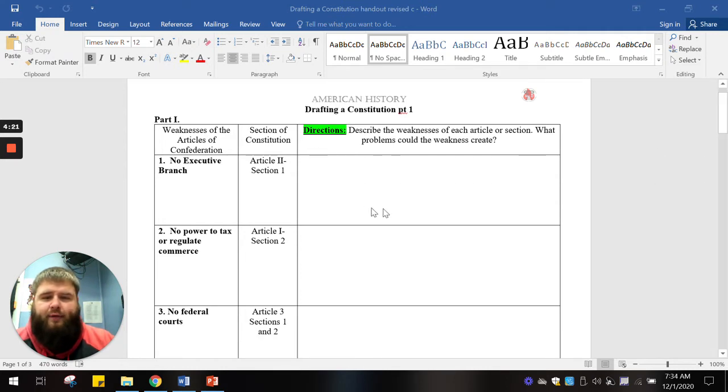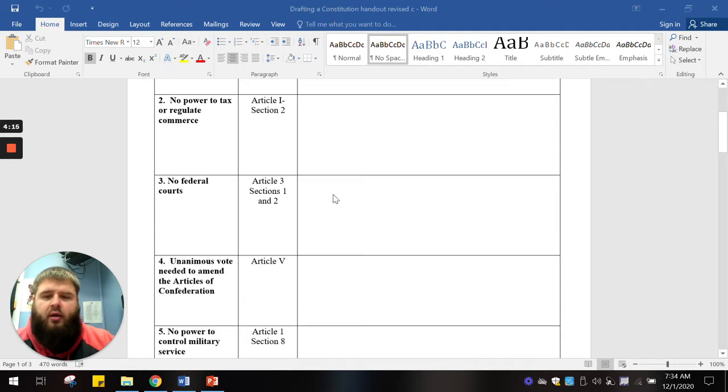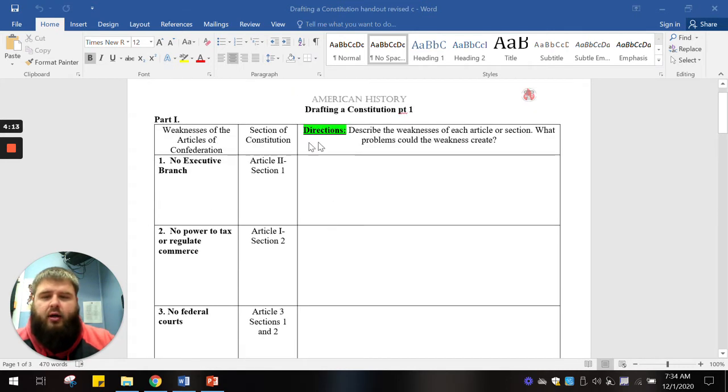So this is our handout for the day. This is sort of a review of the articles that we talked about yesterday. You'll see here's our first page. The directions are in green. It says describe the weaknesses of each article or section. What problems could the weaknesses create?